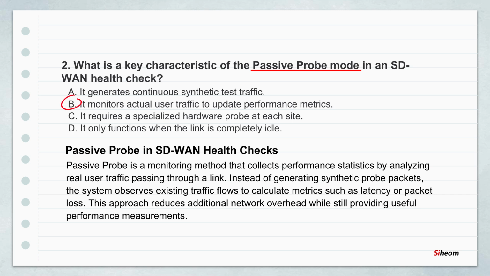However, this does raise an engineering challenge, which is why understanding this mode is on the exam. What's the catch? Think about it. If you're entirely reliant on passive monitoring, what happens when a link is completely idle? Oh. If no user traffic is traversing a backup circuit, the FortiGate has no TCP ACKs to analyze, meaning its SLA metrics for that link go stale.